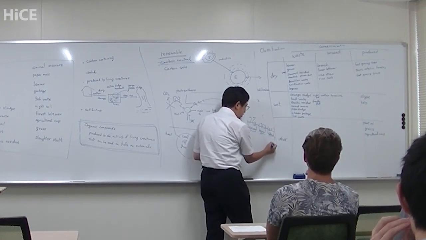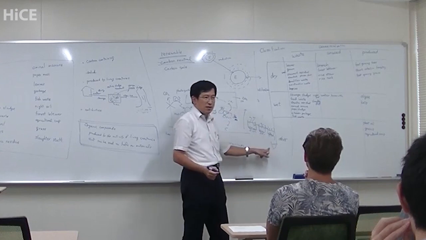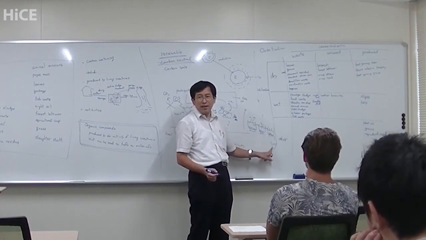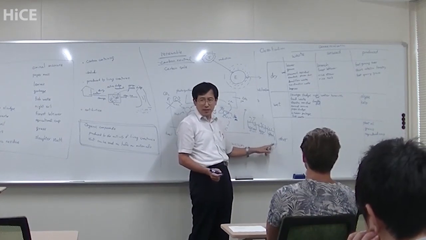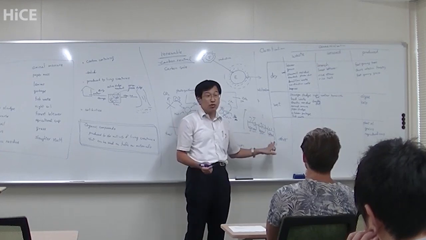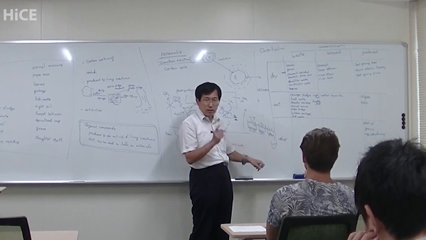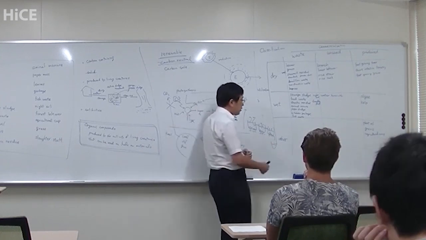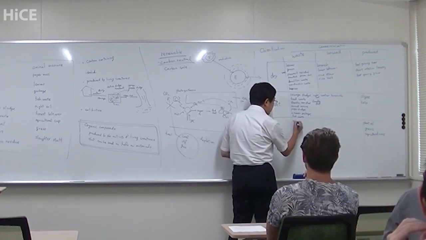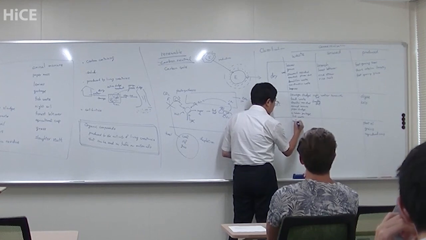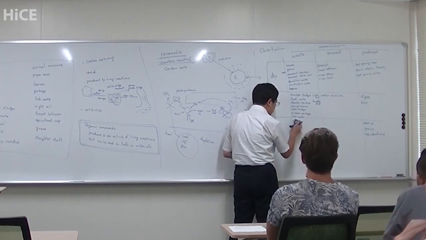Then what do you do with this? You can't do anything, you just throw it away. But it contains a large amount of sugar inside. So if you want, you can use this to produce ethanol. This is what we call molasses.